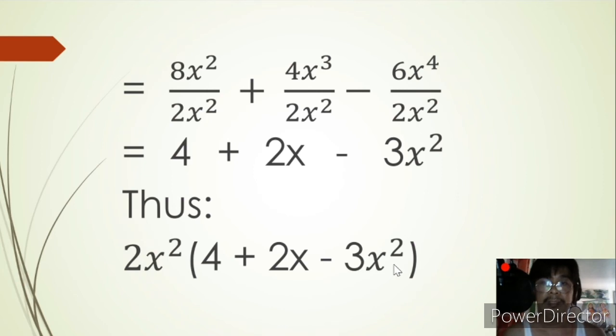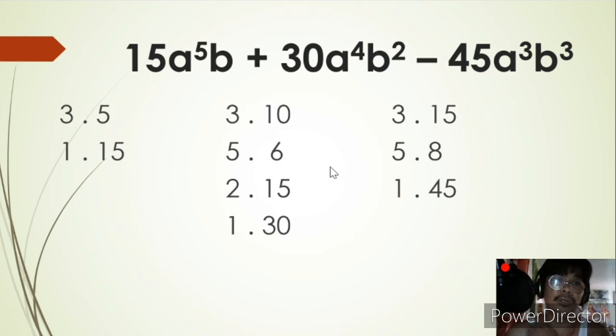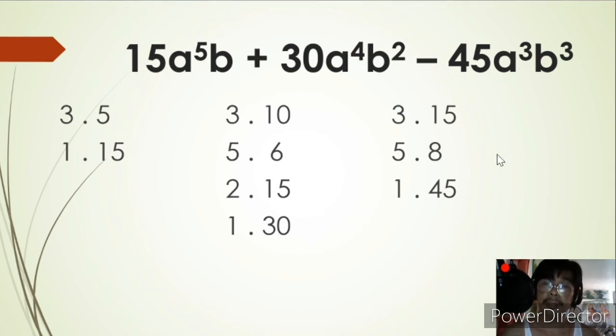Something like that. Okay? So, here is another example of a polynomial. Again, as what we said, in order to factor that, we're going to find the factor of each numerical coefficient, like 15, 30, and 45. The possible factors of 15 is 3 times 5 and 1 times 15. And the possible factors of 30 is 3 times 10, 5 times 6, 2 times 15, and 1 times 30. The possible factors of negative 45 or 45 is 3 times 15, 5 times 9, and 1 times 45.